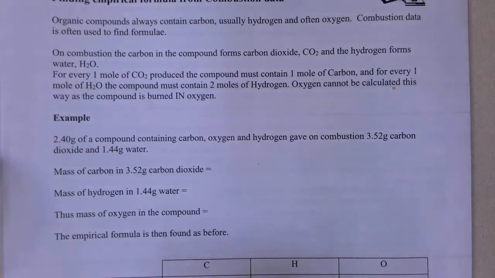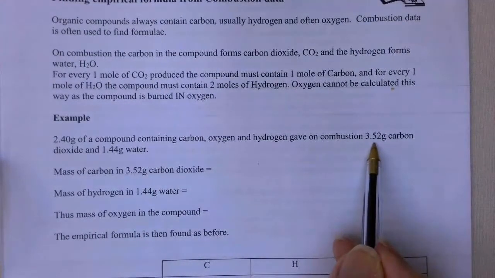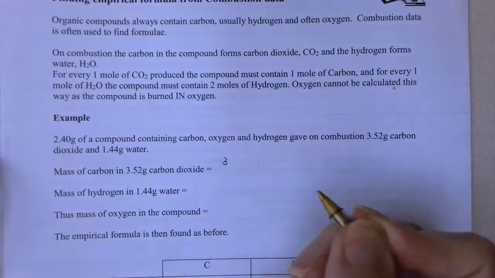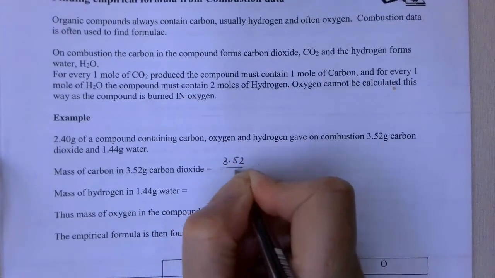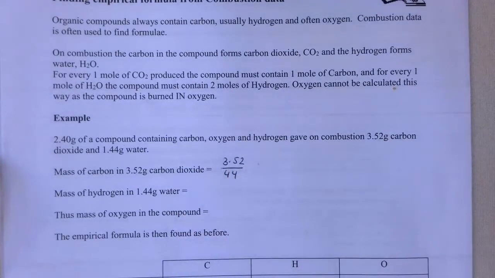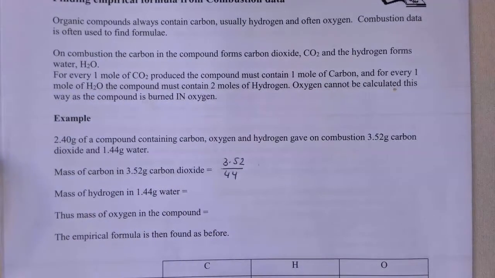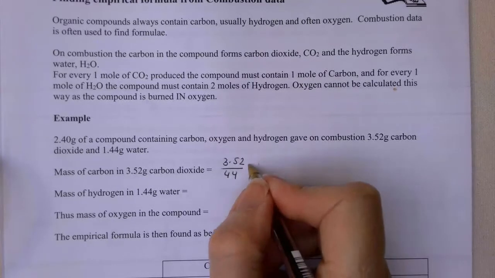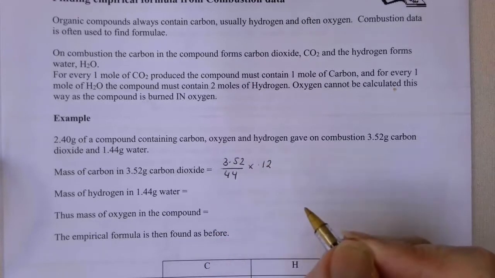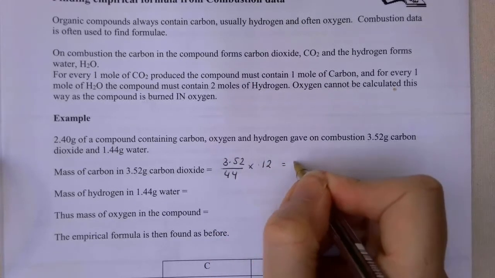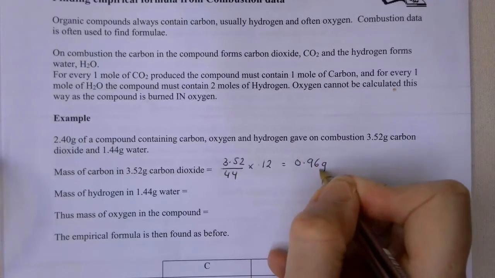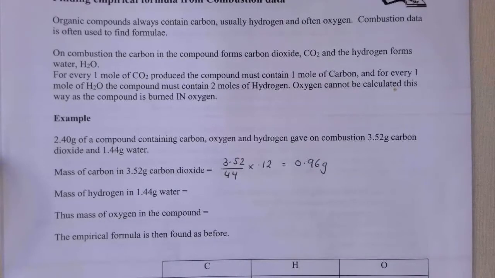So the first thing I'm going to do is work out the moles of carbon dioxide. So that's mass, which is 3.52 divided by 44. And that will give me the number of moles of carbon dioxide. Now I know it's a 1-to-1 ratio between that and the carbon. So if this is the number of moles of carbon dioxide, it's also the number of moles of carbon. So to find the mass of carbon, I'm just going to times by the RMM or RAM, which is 12, and I get 0.96 of a gram.